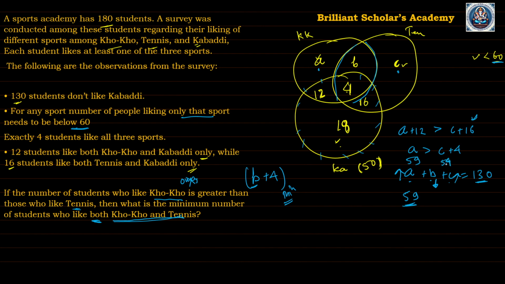Understand this. C cannot be 55. If you make C 55, it becomes equal to 59. 59 becomes equal to 55 plus 4. Not possible. A must be more than that. So C can be maximum 54. So how much is A and C? See 50, 50, 100 and 13. 113. So B must be 17. If B is 17, B plus 4 must be 21.